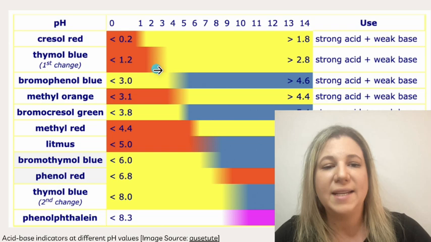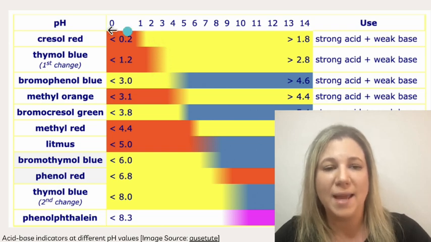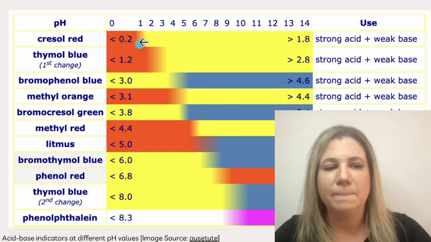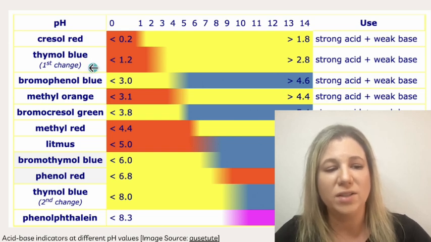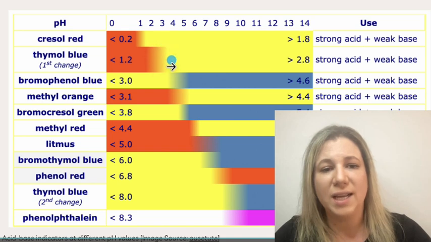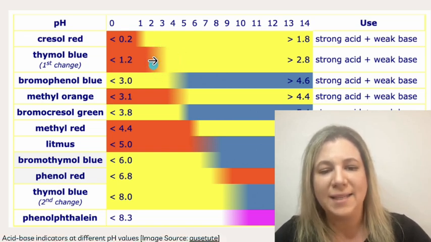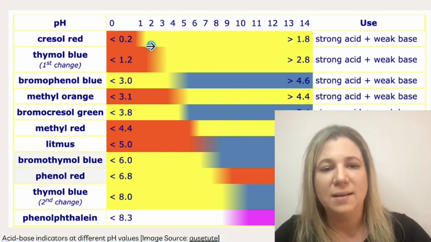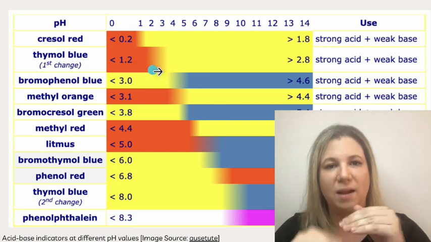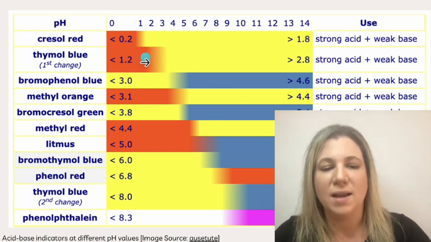So the types of indicators that we can use for a strong acid and a weak base are cresol red, and that's for a really strong acid, and thymol blue. It says first change here because thymol blue actually has a second color change a little bit later on. So you can see the second one down here. It has a color change from red to yellow or orange here, and another one into blue a little bit later down the track. But if we have a strong acid and a weak base, we're expecting the sort of average to end up in this little area here.